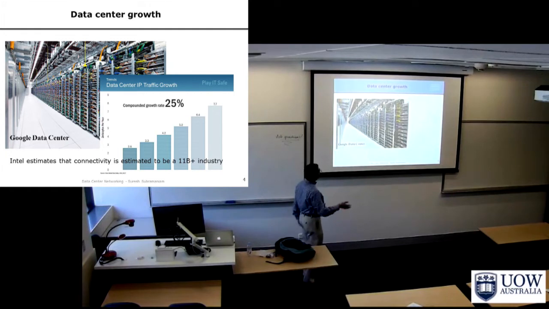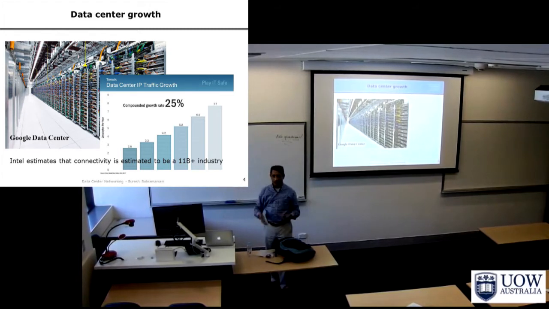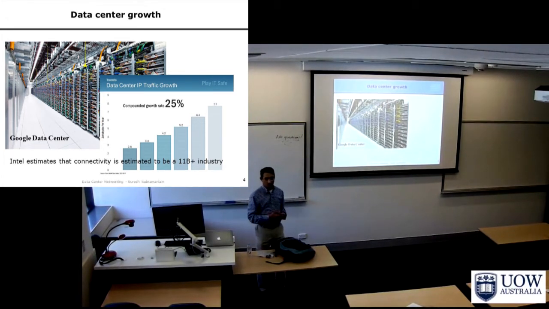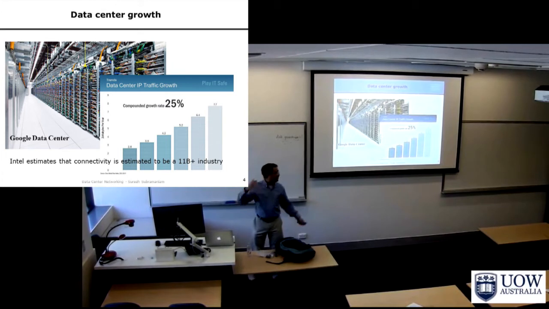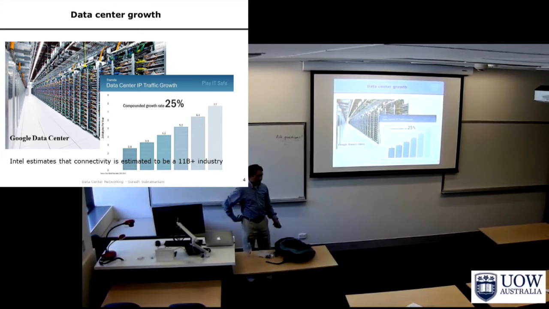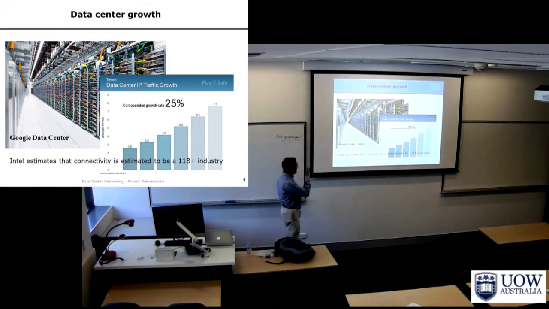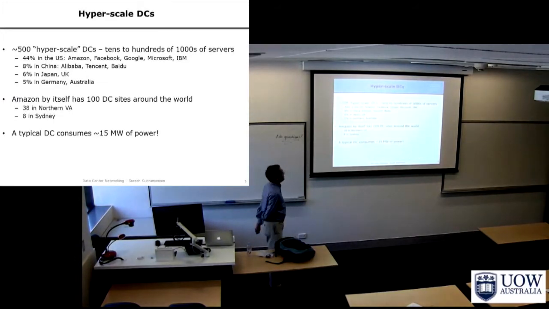Why is this important? This is actually just one aisle, or one row, of this data center network. There could be hundreds of such aisles in one data center site. So it's really big, the network is really complex, and it consumes a lot of energy. So these are very important things. This is a little bit dated, but it shows the growth of data center traffic from 2012 to 2017. You can see that it's growing pretty quickly. Intel estimates that connectivity of these data centers is a $11 billion industry, so there's a lot of money riding on this.